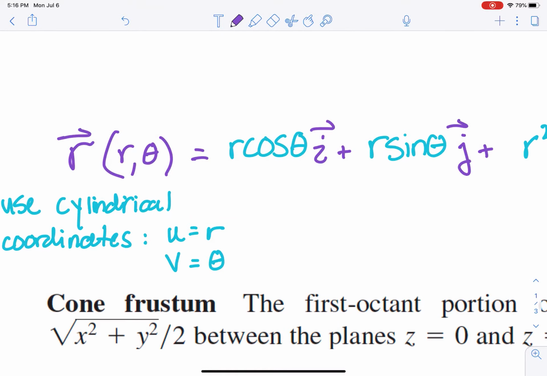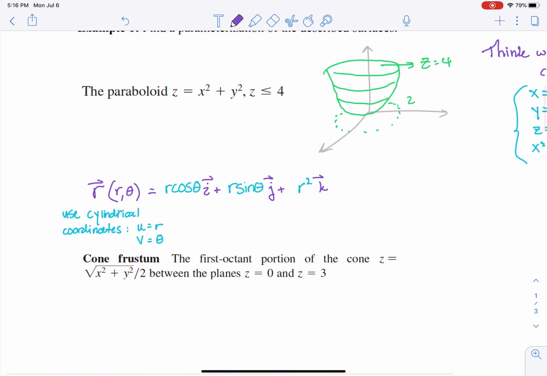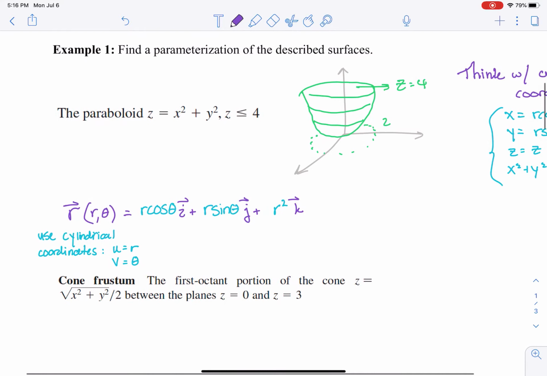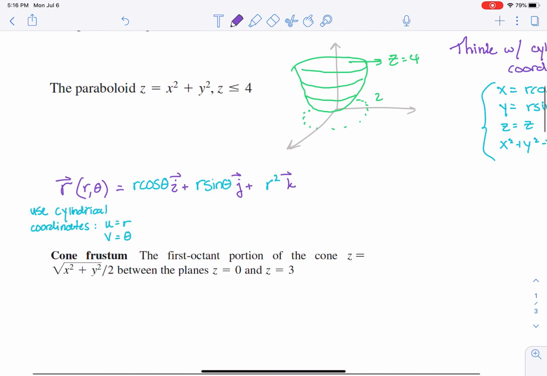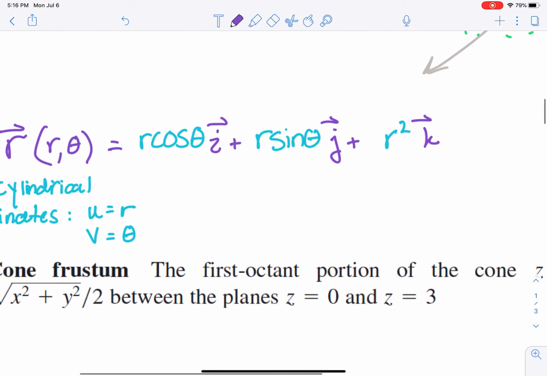The very last thing we have to do is we have to bound our parameters. So, when we were doing that in chapter 14, we would always bound t between 2 values so that we would have just the portion of the line or the curve we wanted. Same thing here. We only want the portion of this paraboloid that's below the height z equals 4. So the way we do that is we need to bound both r and theta. So in this case, we know that theta, right, like usual, goes between 0 and 2 pi, because we're getting the full rotation around the z-axis.